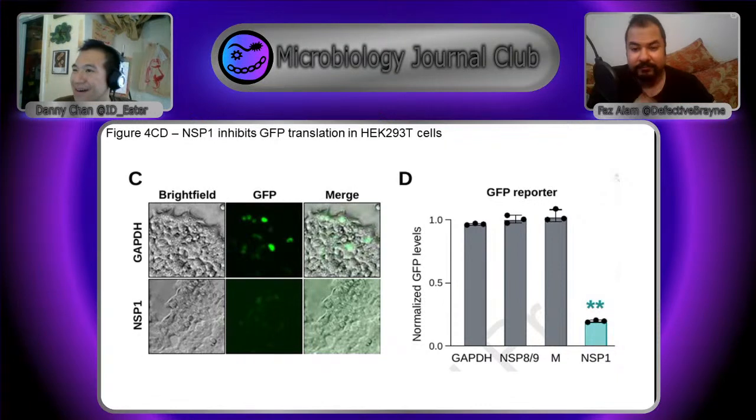They show us in figure 4CD cells that would normally make GFP. Are these the HeLa cells? No, these are HEK 293T cells, because that's where they make all their proteins, the protein expression. And it's not made. They also do the expression with NSP8 and 9, which was their negative control in the last one as well. They also add an M protein here, I guess another negative control just in case. NSP1 is doing this, and it seems specific for NSP1.